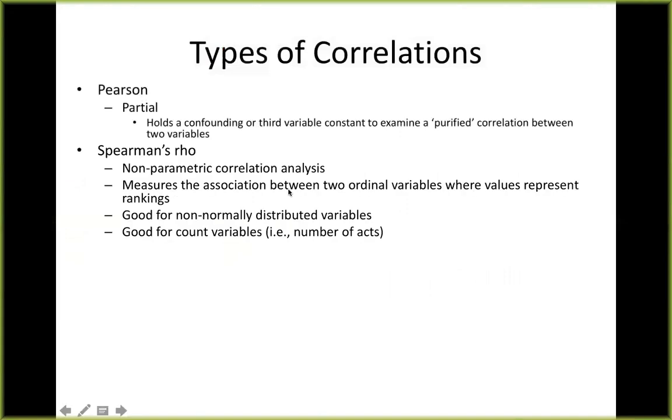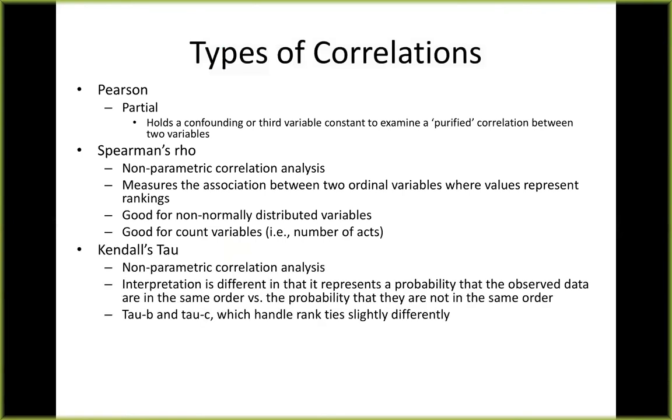The Spearman's Rho correlation is very similar. It looks very similar. You evaluate it in the same way. But it's particularly good for variables that are not normally distributed. Sometimes count variables can be really good for Spearman's Rho, like number of acts, number of partners, something like that. And this can be used in situations where we have ordinal variables, so like two rankings. Your book gives examples of like grades and amount of study time if we measured that in categories, like 1 to 2 hours, 3 to 5 hours, whatever.